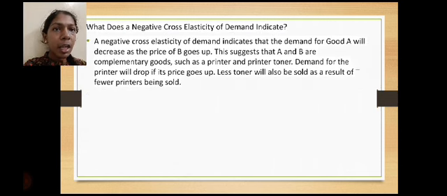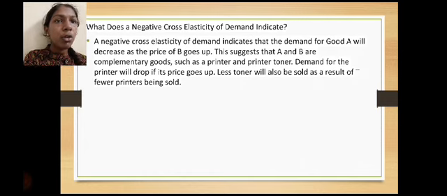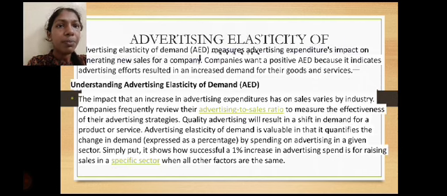How can we calculate the negative cross elasticity of demand? A negative cross elasticity of demand indicates that demand for good A will decrease as the price of B goes up. This suggests that A and B are complementary goods, such as a printer and printer toner. Demand for the printer will drop if its price goes up. Less toner will also be sold as a result of fewer printers being sold.